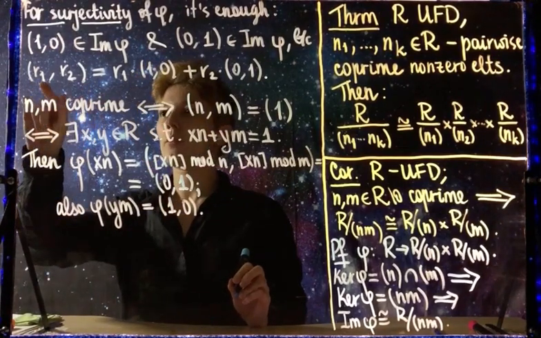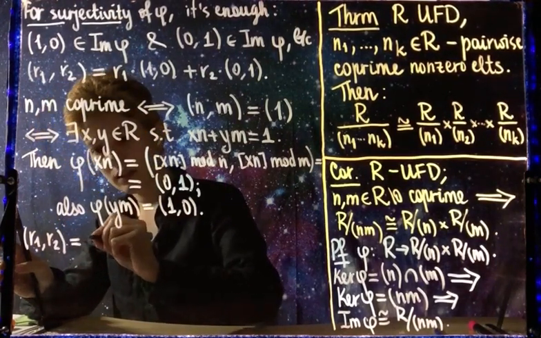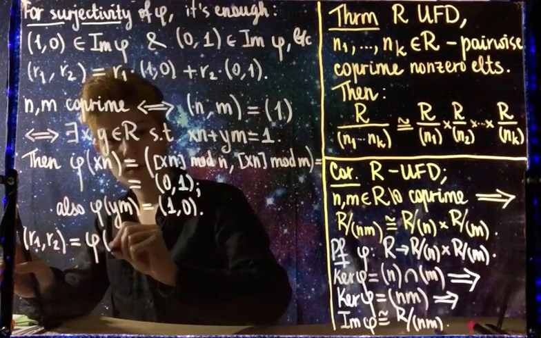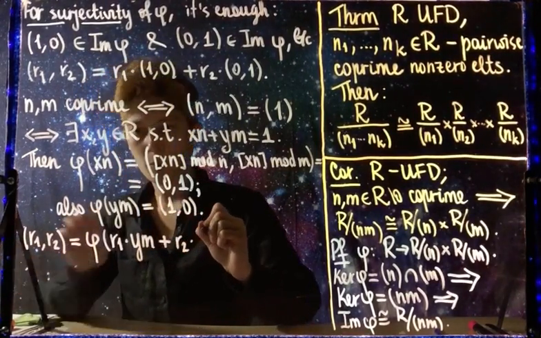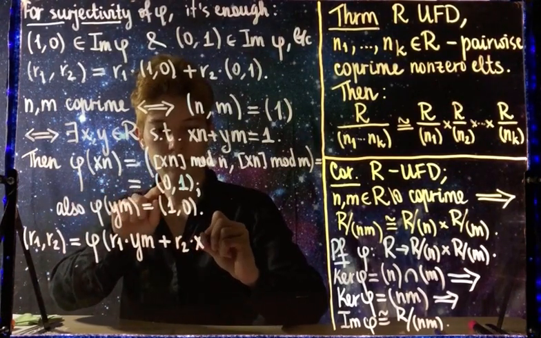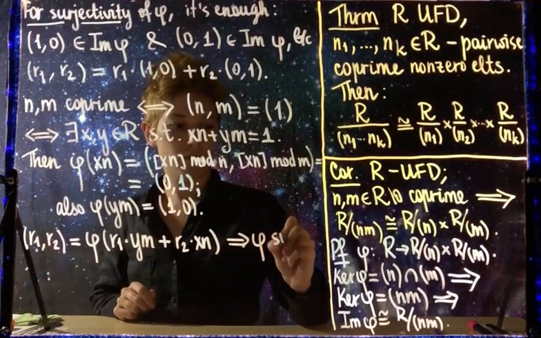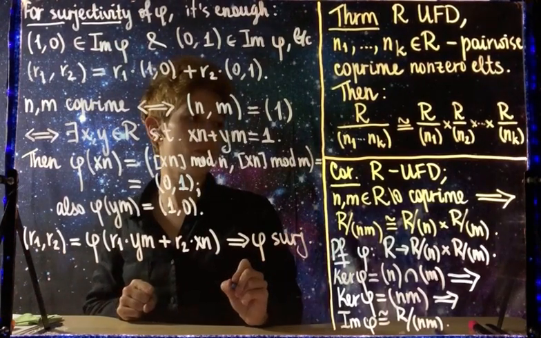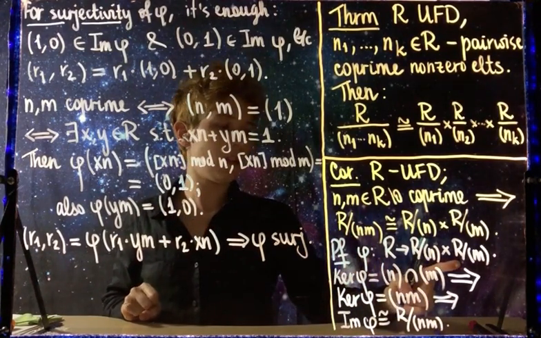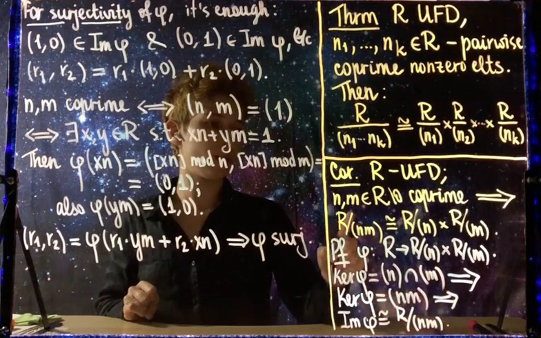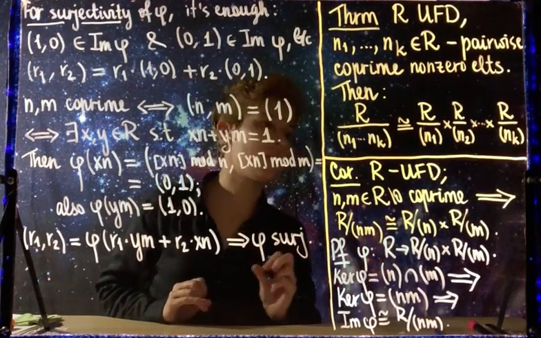And any element of the form (r1, r2) is in the image of phi of r1 times the preimage of this element, and r2 times the preimage of this element. And so phi is surjective. So the image of phi coincides with the whole ring and is isomorphic by the first isomorphism theorem to R mod out by the product nm. And so we get the desired isomorphism.